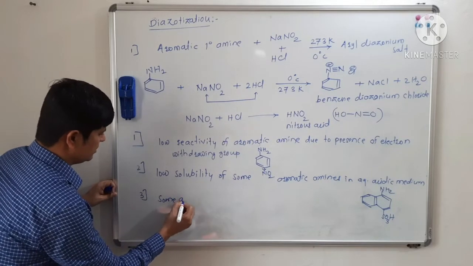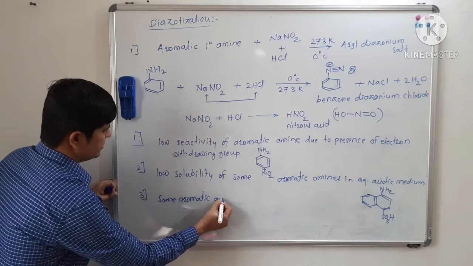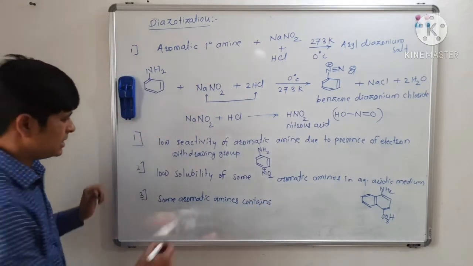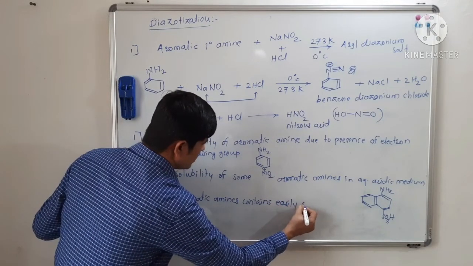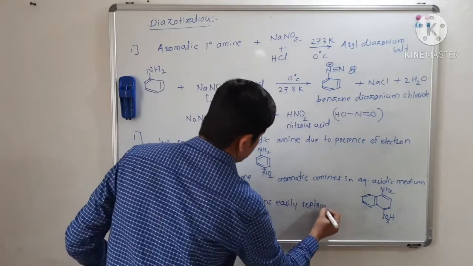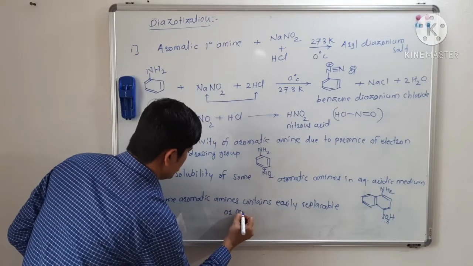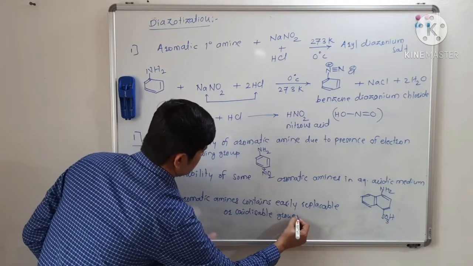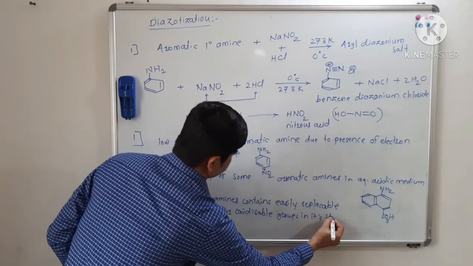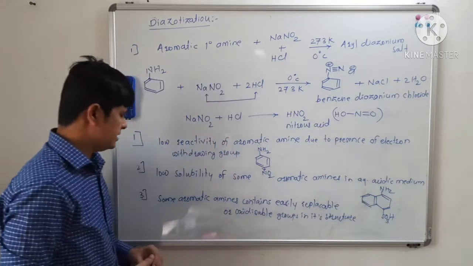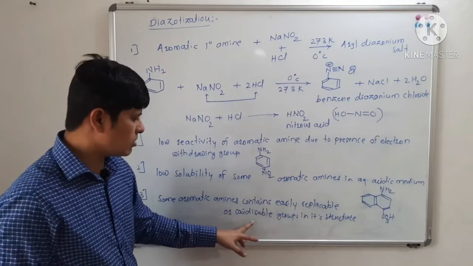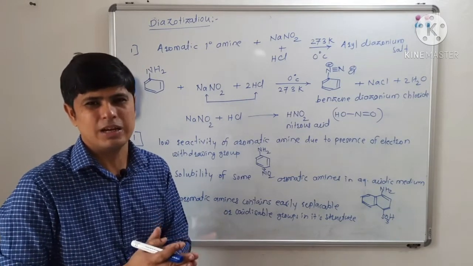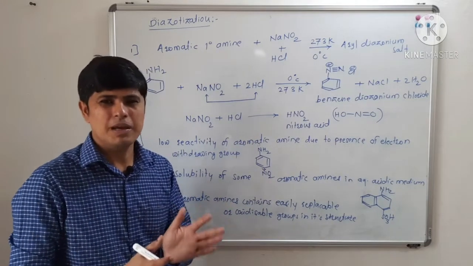Some aromatic amines contain easily replaceable or oxidizable groups in their structure. When such easily replaceable or oxidizable groups are present on the aromatic ring of the basic amine, then again there is a problem in the diazotization reaction.